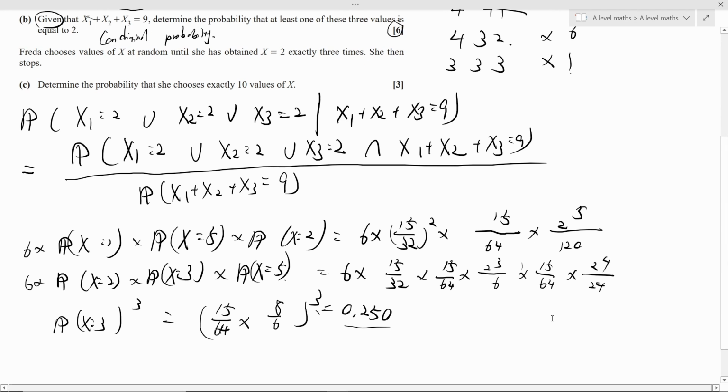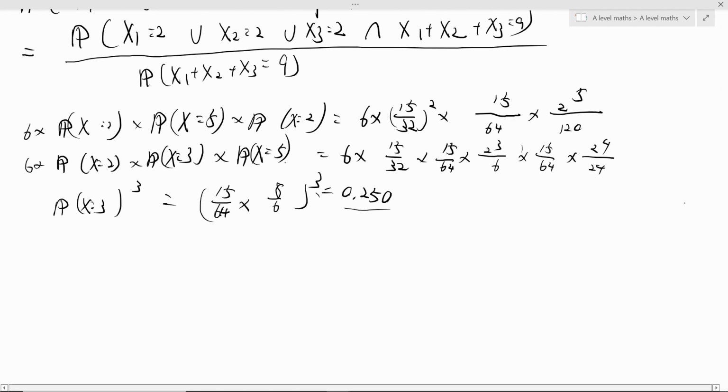Freda chose the value of X at random until she chose X is 2 exactly 3 times. She then stopped. Determine the probability that she chooses exactly 10 values of X. Interesting. So what do we know here? If we want exactly 10, there must be exactly 3 twos, and the last one has to be 2, right? If we achieved 3 twos earlier than 10 times, then she would stop earlier, and you can't have chosen X 10 times, right?